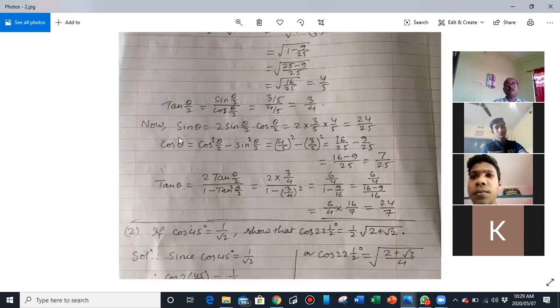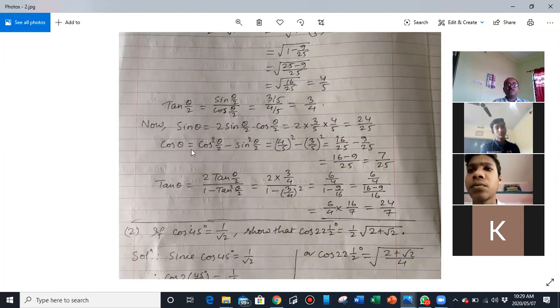Let us begin. Sin theta is 2 sin (theta by 2) into cos (theta by 2). Just now there is formula number 1. So put the value: 2 into 3 by 5 into 4 by 5, it is 24 by 25. Simple.